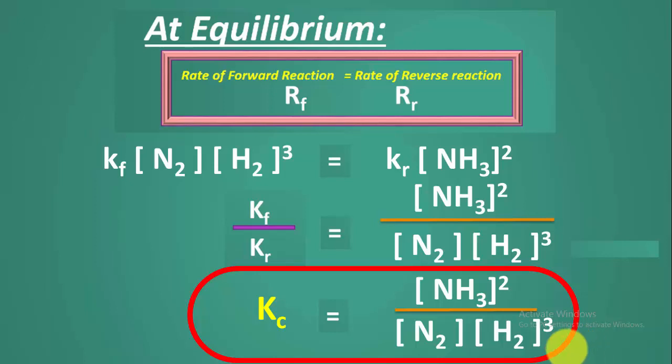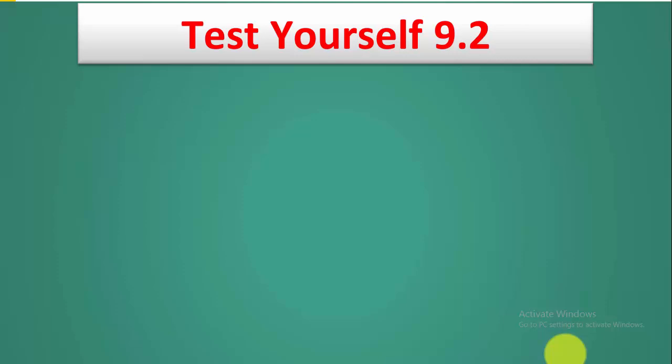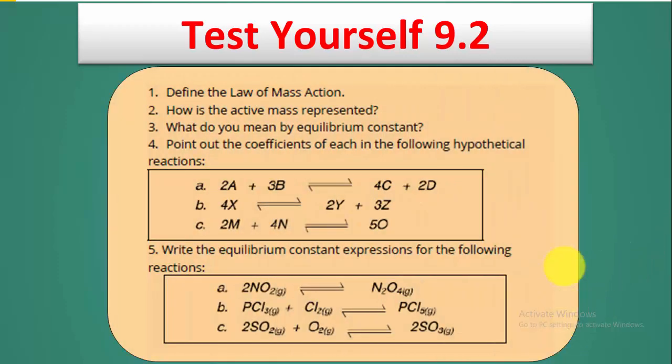Now dear students, here is Test Yourself 9.2 and it has the following questions. The first one is: define the law of mass action. So dear students, we have to write the definition of the law of mass action to solve this question. How is the active mass represented? The active mass is represented by the molar concentrations, which are written in square brackets.